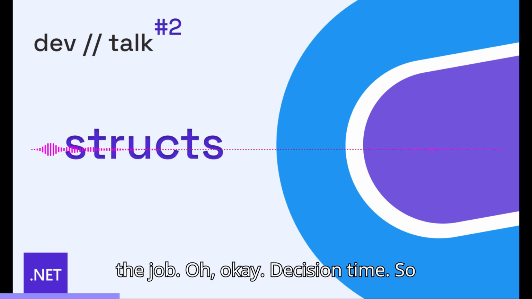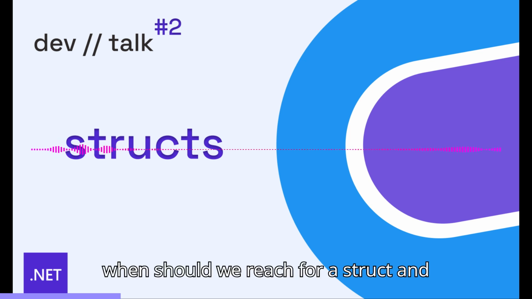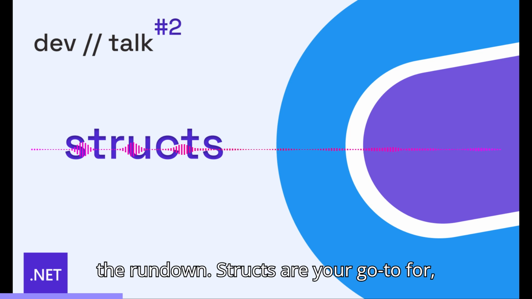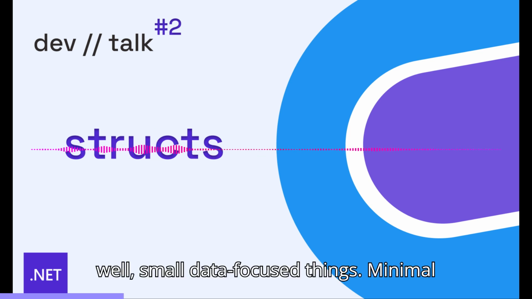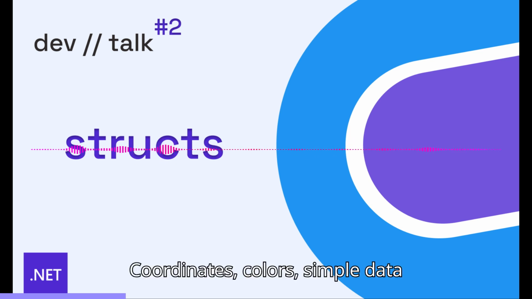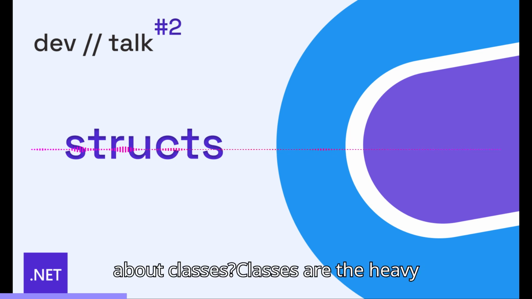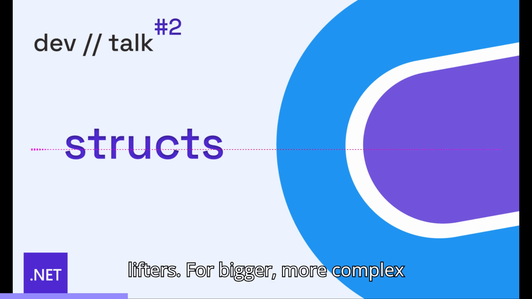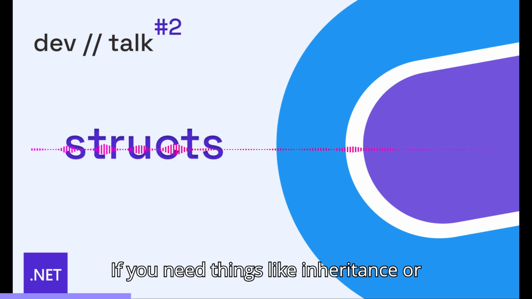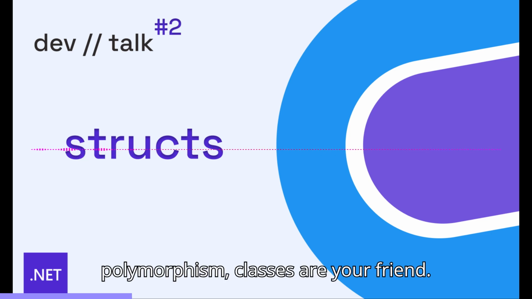Okay, decision time. So when should we reach for a struct, and when's a class the better choice? Give us the rundown. Structs are your go-to for small, data-focused things. Minimal behavior, just holding information. Coordinates, colors, simple data structures, that kind of stuff. And what about classes? Classes are the heavy lifters, for bigger, more complex objects with lots of functionality and methods. If you need things like inheritance or polymorphism, classes are your friend.